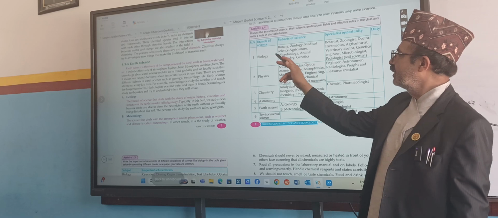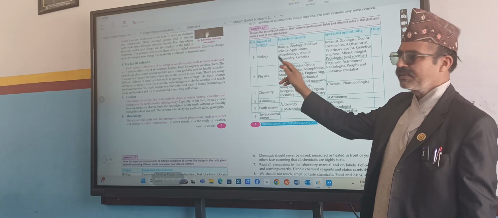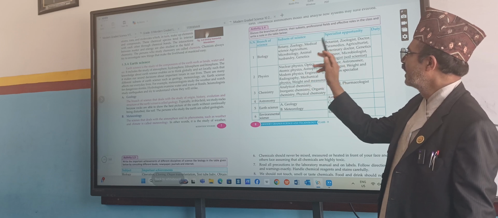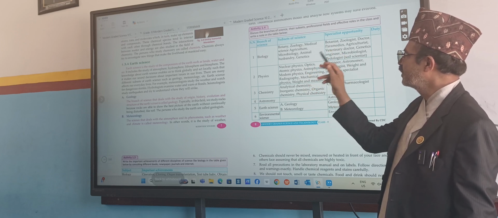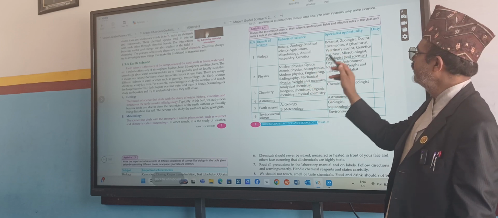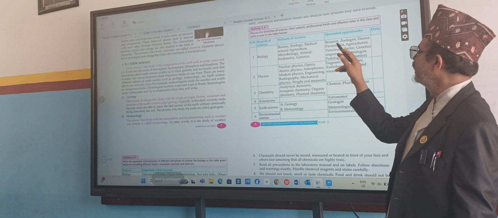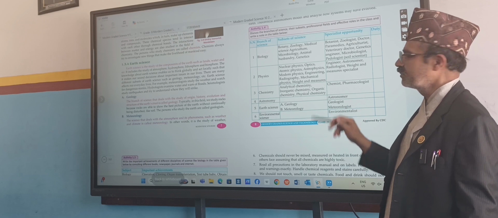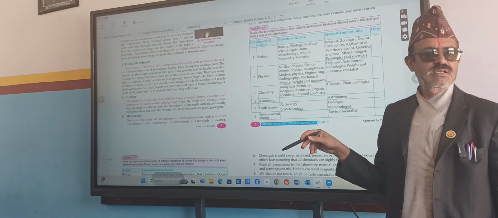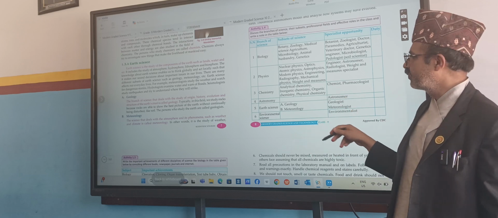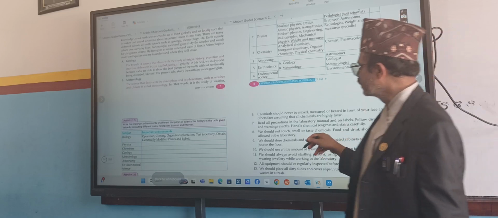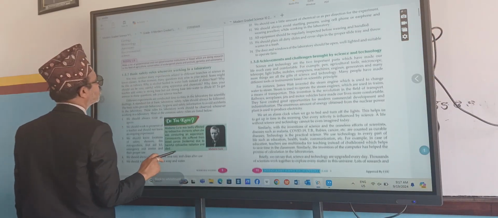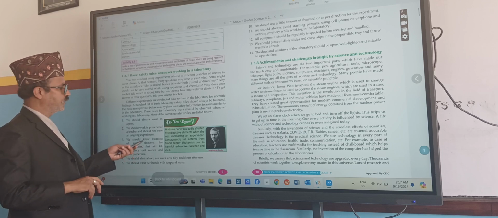If somebody wants to be related with biology, there are different subsets: botany, zoology, medical science, agriculture, microbiology, animal husbandry, genetics. And the person can get a chance to be a botanist, zoologist, doctor, paramedic. Many more fields are there. You can be in different posts. Physics, physicist.